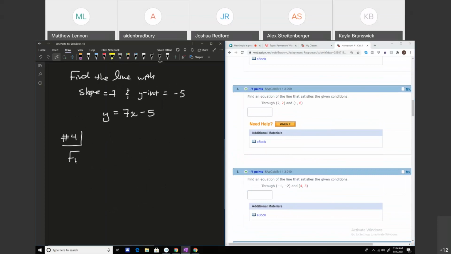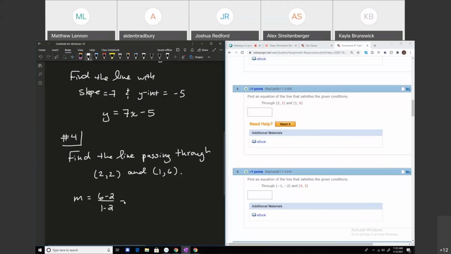Find the line passing through (2, 2) and (1, 6). So first, find the slope: 6 minus 2 over 1 minus 2. So we have a slope of 4 over minus 1, which is just negative 4.